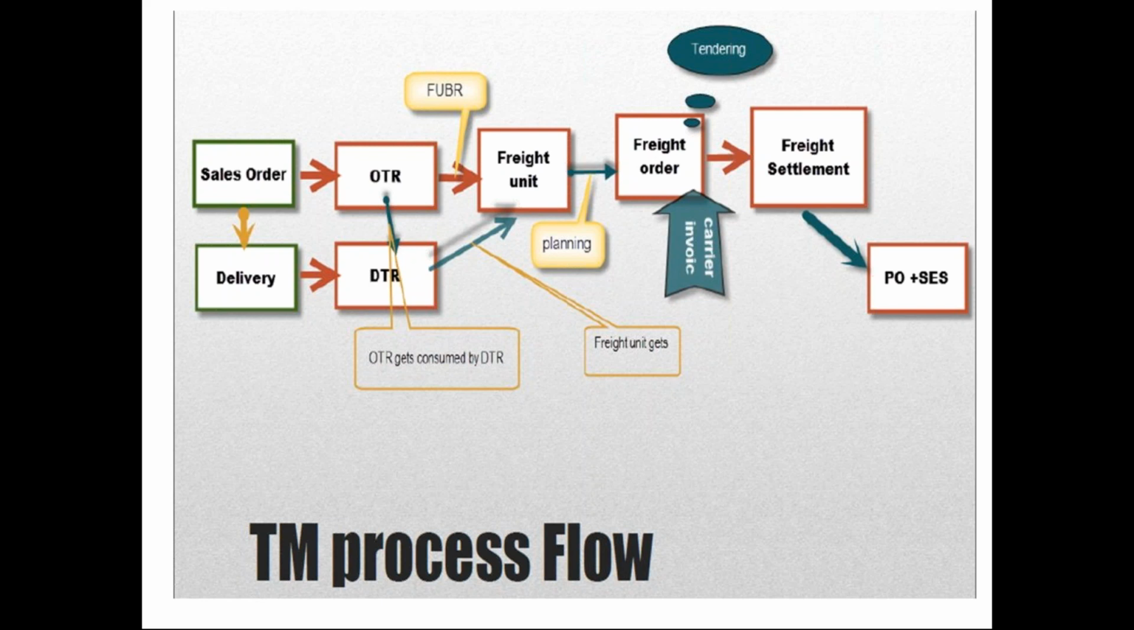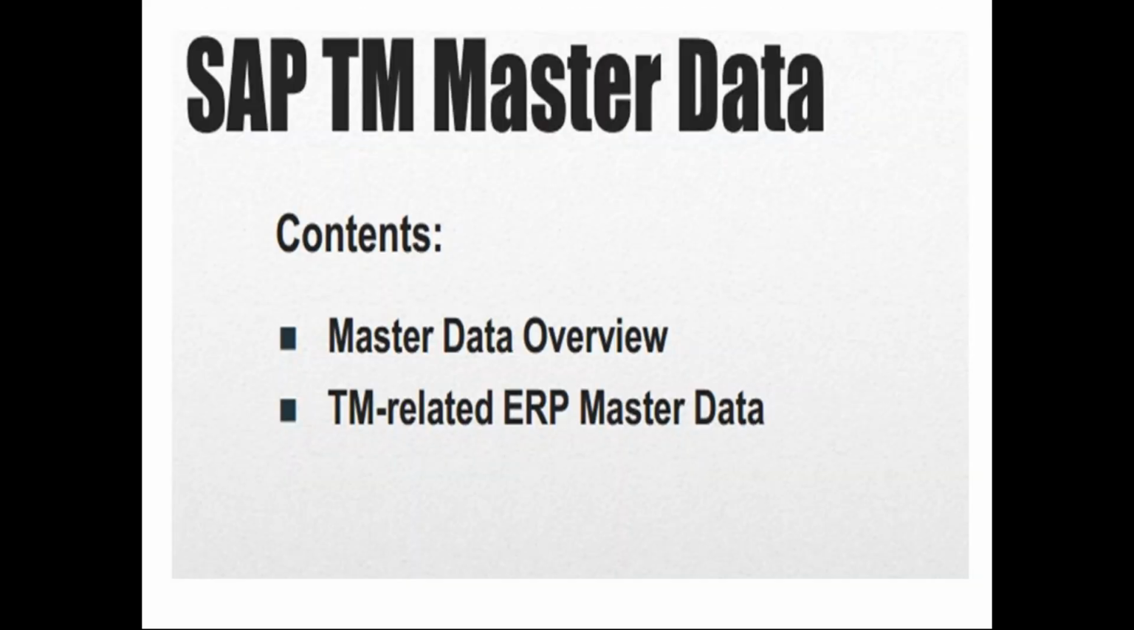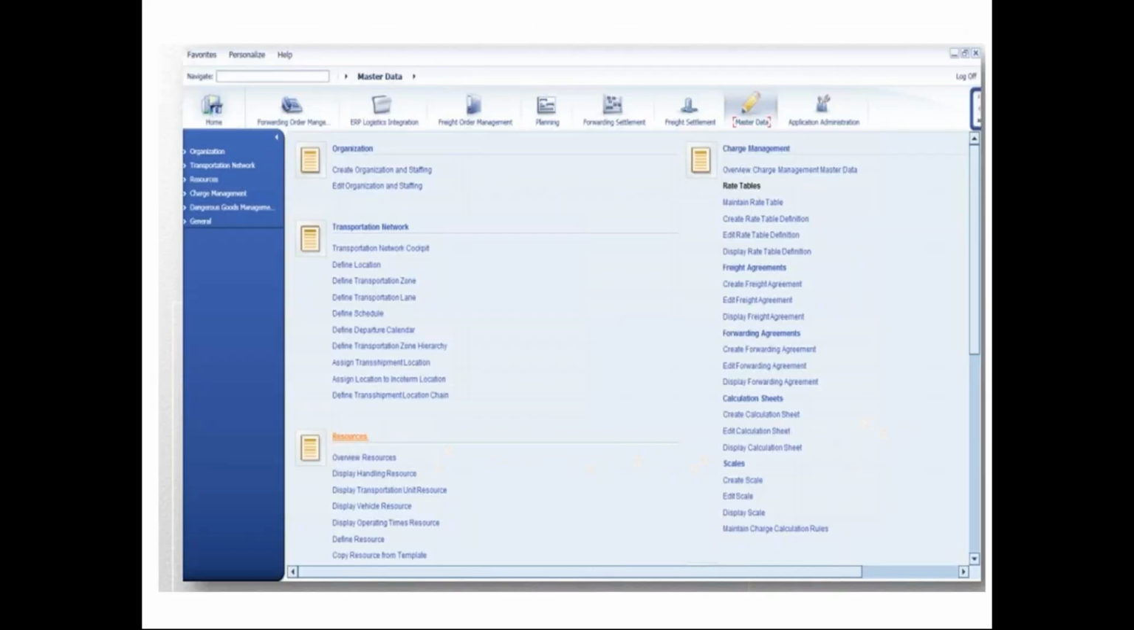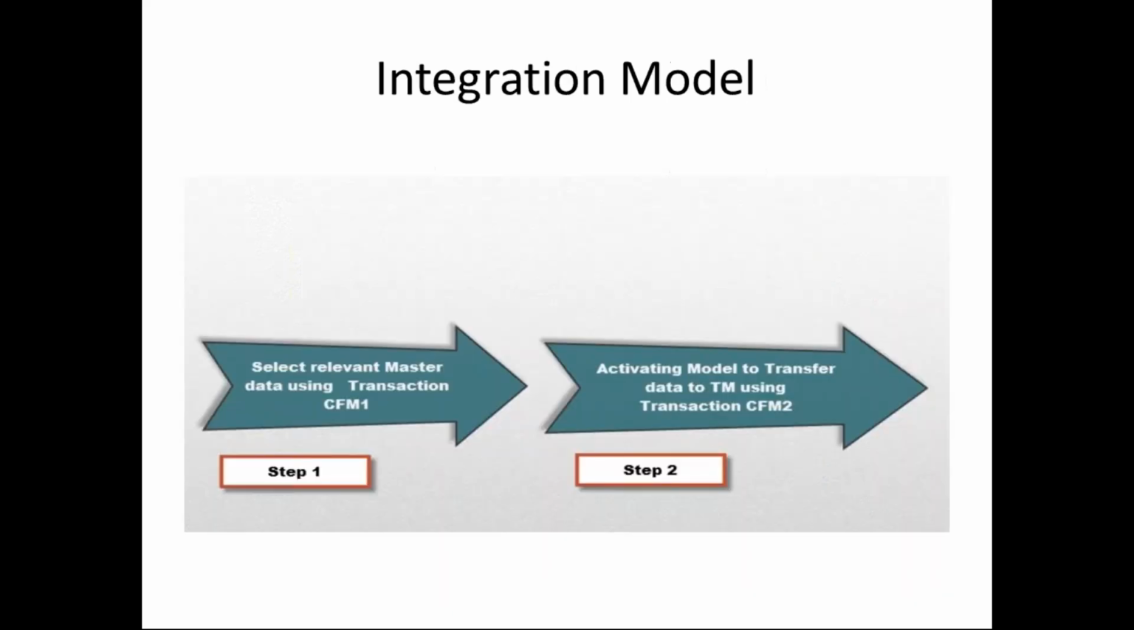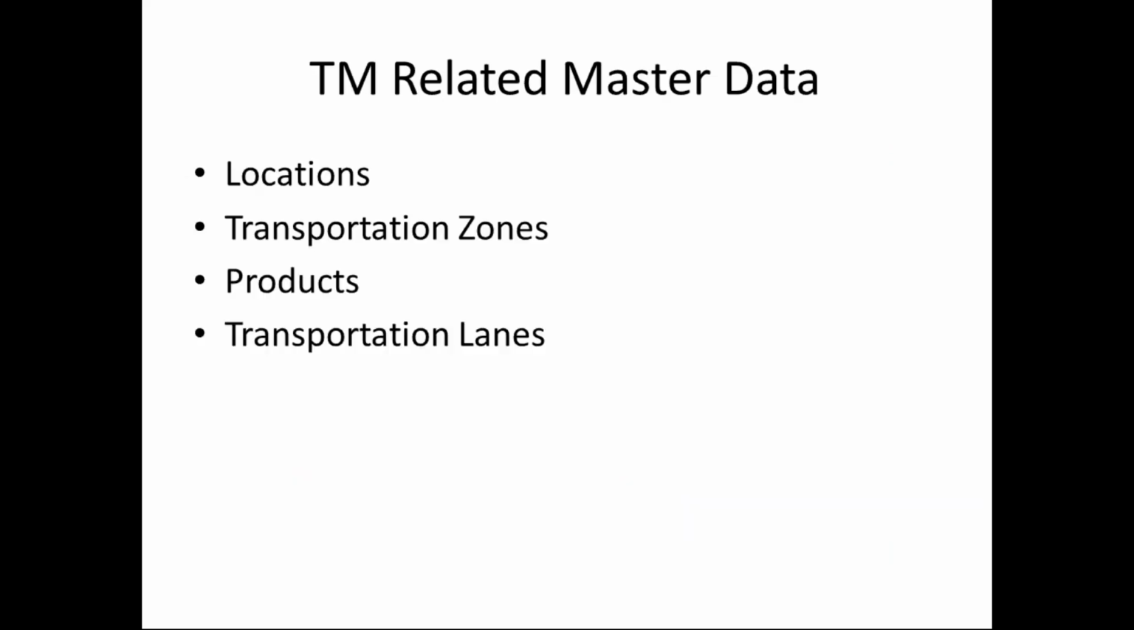So what master data is required to run or execute this flow? Yesterday I told you, right, there is master data specific to TM and master data which is transferred from R3. The basic mechanism for the master data transfer is CIF, the core interface. CFM1 and CFM2 are the transactions. CFM1 is to generate the integration model. CFM2 is to activate the integration model. The TM related master data are locations, transportation zones, products, and transportation lanes.